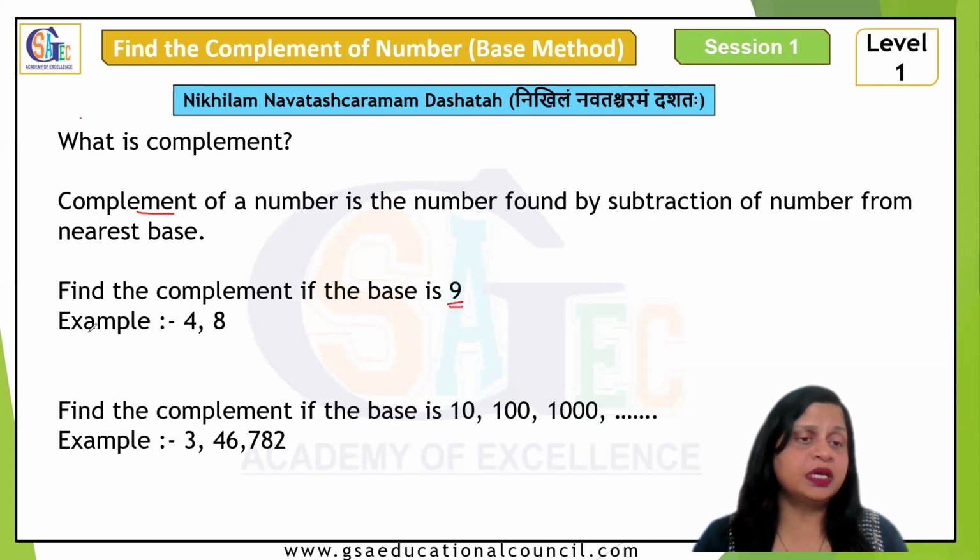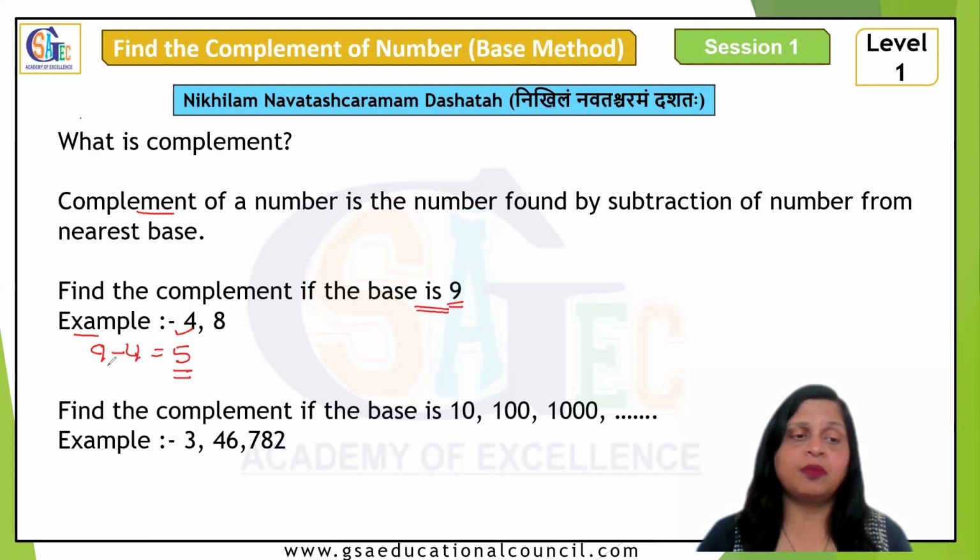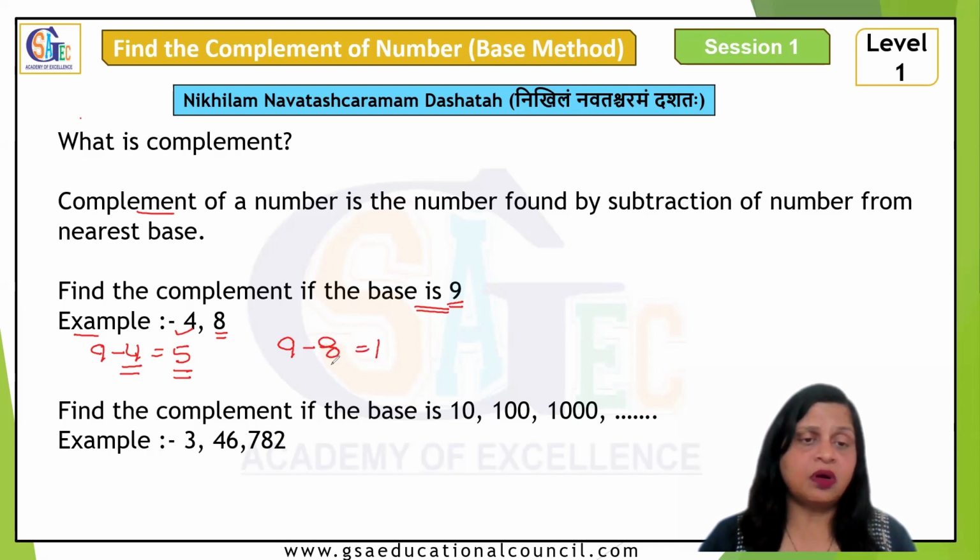Now let's do some examples. The first example is 4. The base is 9. So 9 minus 4 is 5. It means 5 is the complement of 4. Now let's do the next question. That is 8. So 9 minus 8 is equal to 1. It means 1 is the complement of 8.